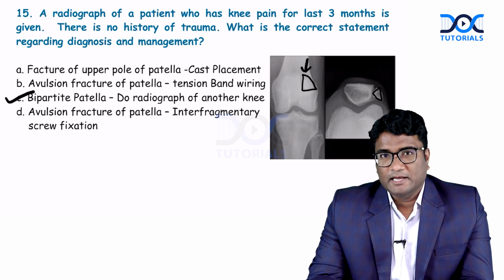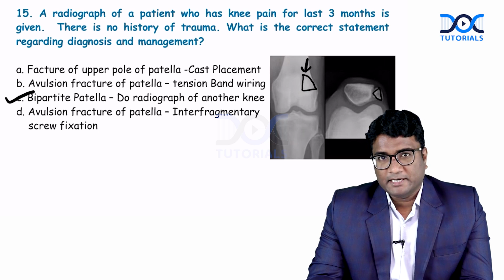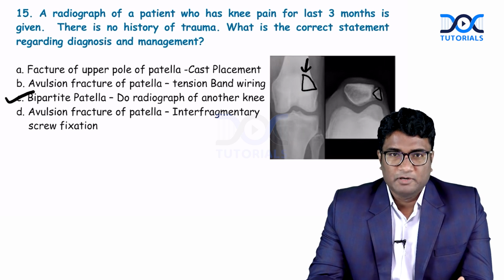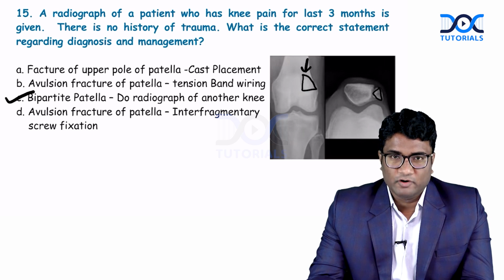Avulsion fracture of the patella, you will go for tension wire binding. But bipartite patella, it's a more congenital problem. You need to just look at the other radiograph to understand whether the other knee is also involved or not.